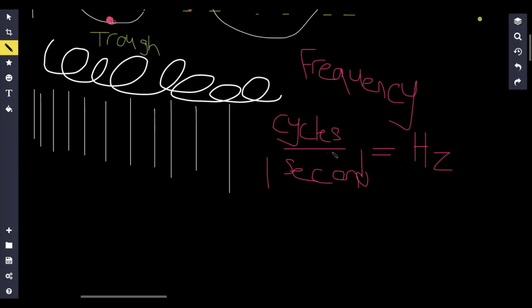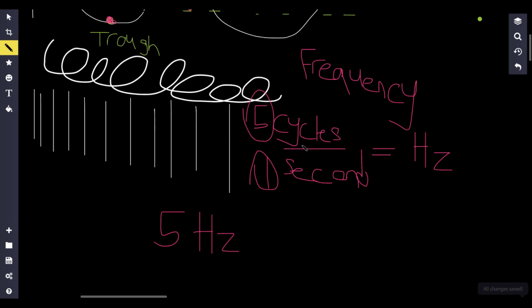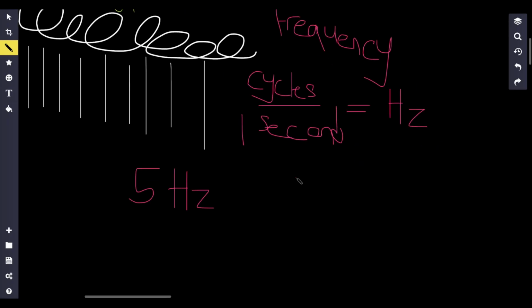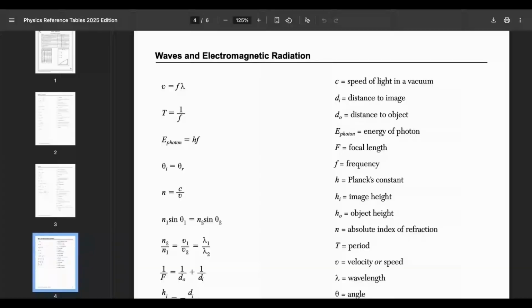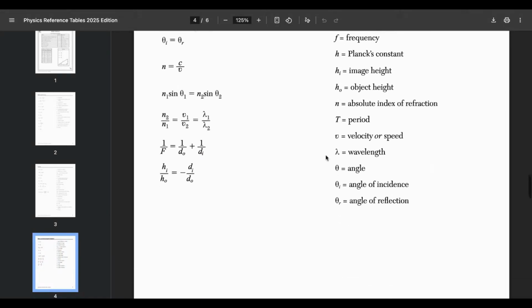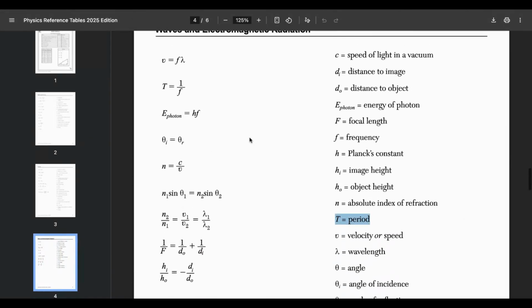So for example, if I say that the frequency of a wave is, let's say, 5 hertz, all that means is that every 1 second that passes, my wave is going to be cycling up and down 5 cycles. That's all that means. The period of a wave, however, these are very common concepts to get confused. You'll notice here how period is symbolized by T. You're just going to take 1 divided by your frequency.